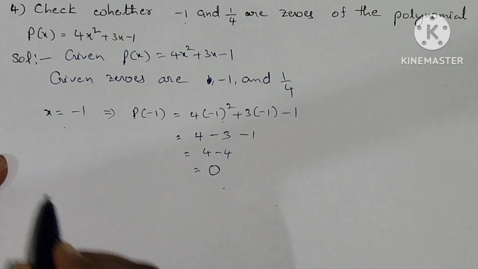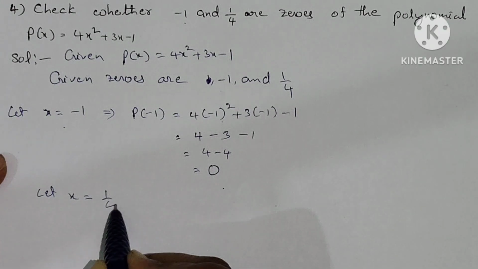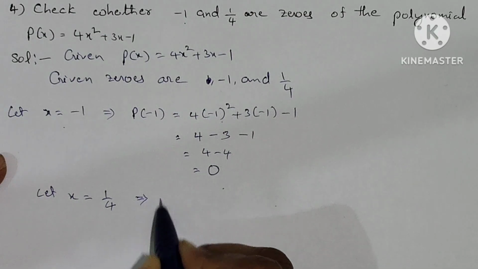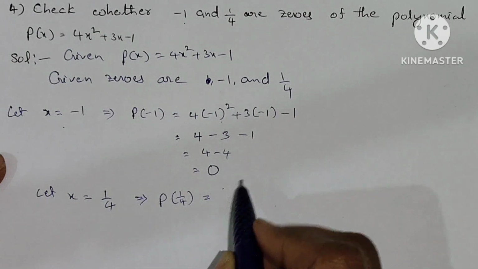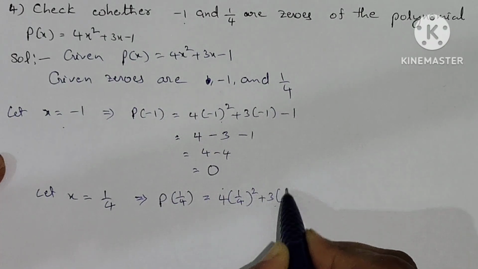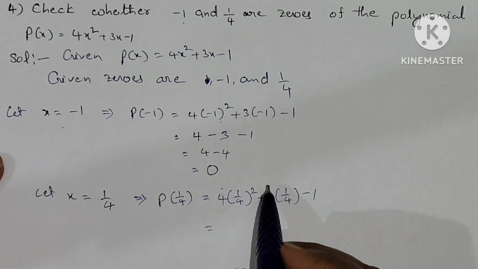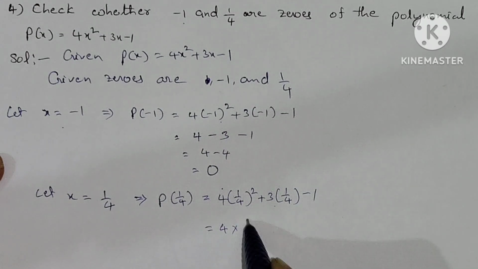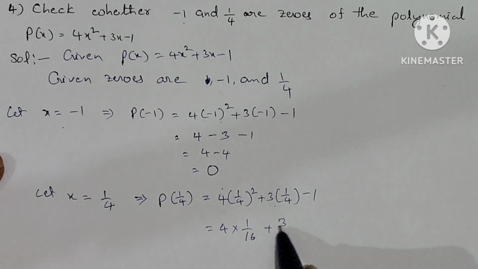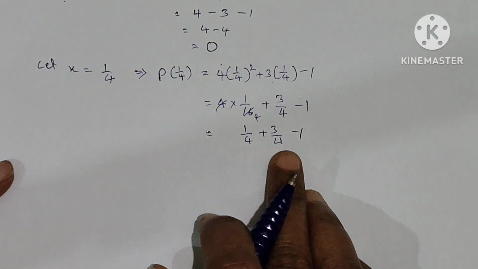Next we take x equal to 1 by 4. So p of 1 by 4 equal to 4 into (1 by 4) whole square plus 3 into 1 by 4 minus 1. So 4 into 1 by 16 plus 3 by 4 minus 1. Four ones are 4, so 1 by 4 plus 3 by 4 minus 1.